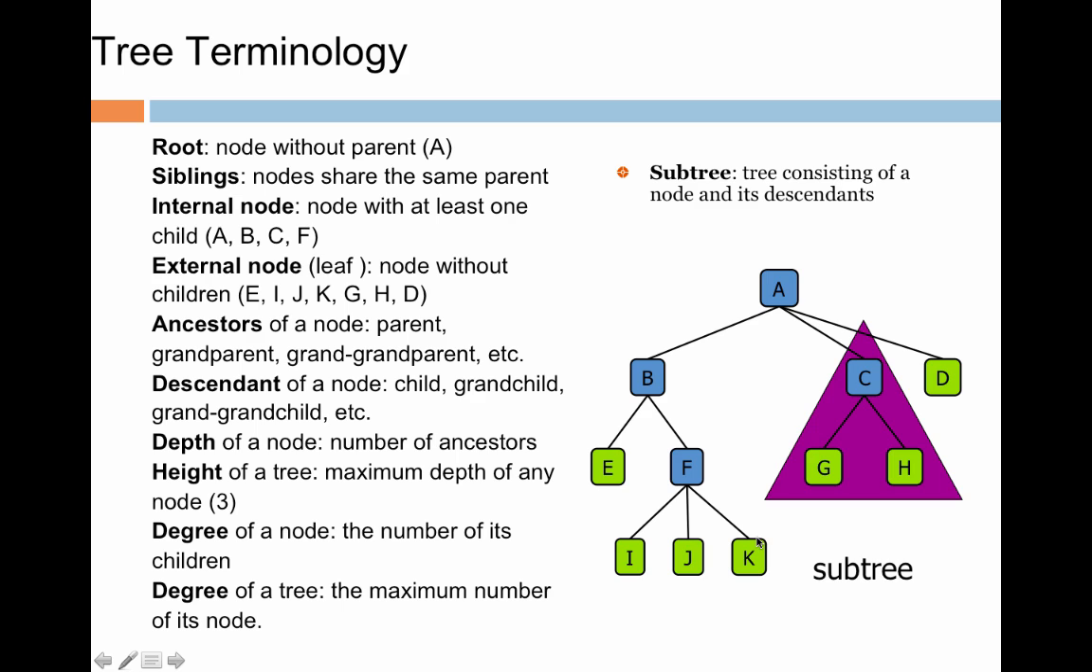So let's do some small exercises here. You can see that E, I, J, K, G, H and D are all external nodes, otherwise called leaves, because they do not have any children. A, C, B and F are internal nodes. They all have children. A is a special node. It's a root. It does not have a parent. C and D are siblings. G and H are also siblings. Actually, B, C and D are siblings.